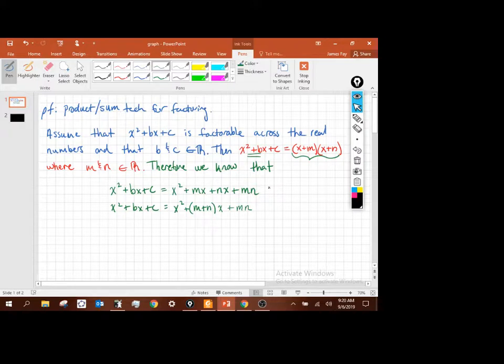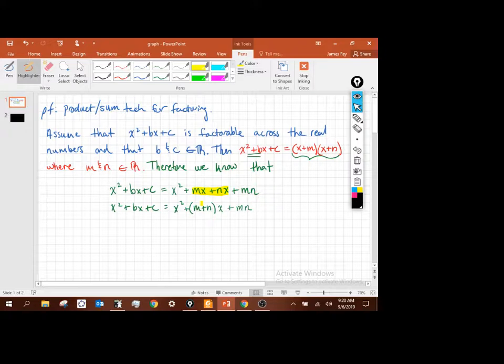Does that make sense? All I did there was I took these two terms. Don't those two terms both have an x in them? So I factored the x out, and I'm left with the sum of m and n, right? Okay? Now let's make the link. Basically, now we're done with the algebra for this proof.